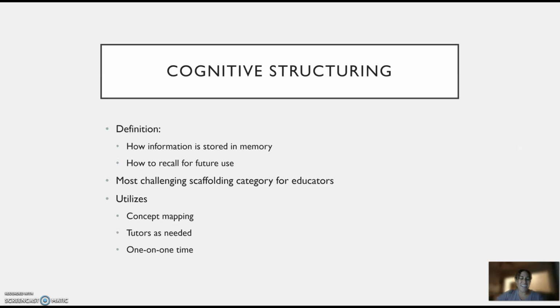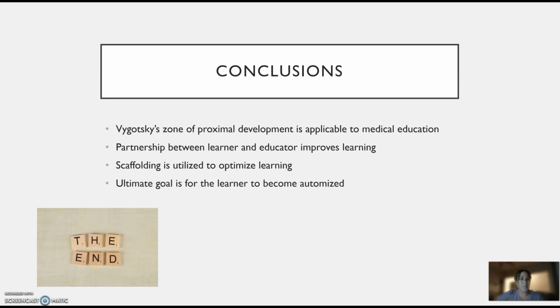The hardest category is cognitive structuring, and this is when information is stored into memory and how you recall it for future use. It is very challenging for an educator to teach this. It utilizes concept mapping where students organize information to know what is important and what is not important. When shared with educators, it may help identify knowledge gaps. They also recommend that you individualize students' learning using tutors and one-on-one time as needed.